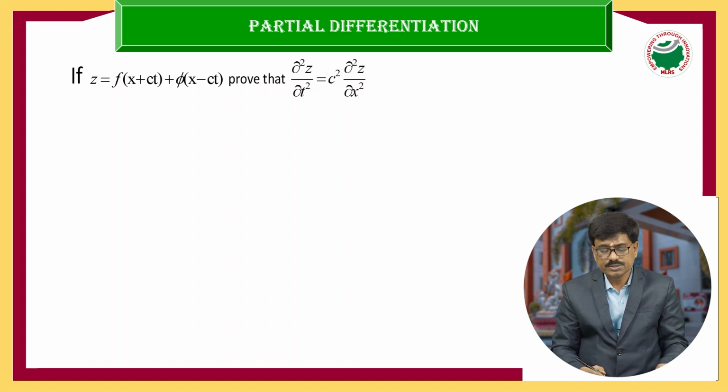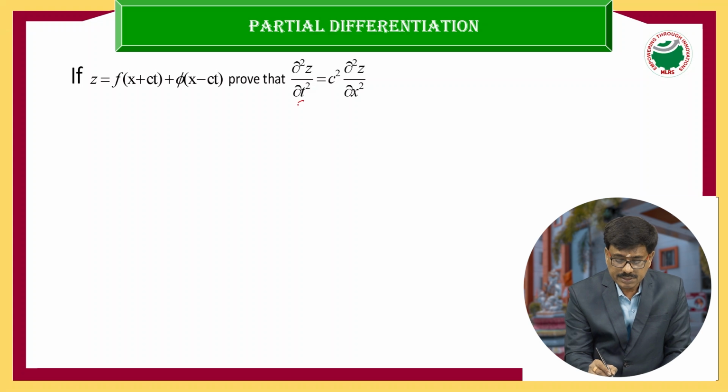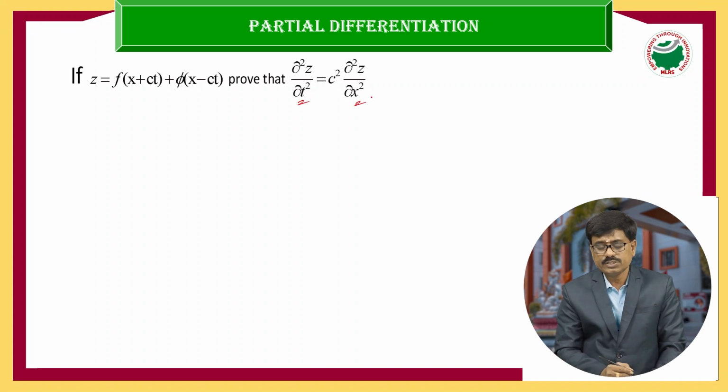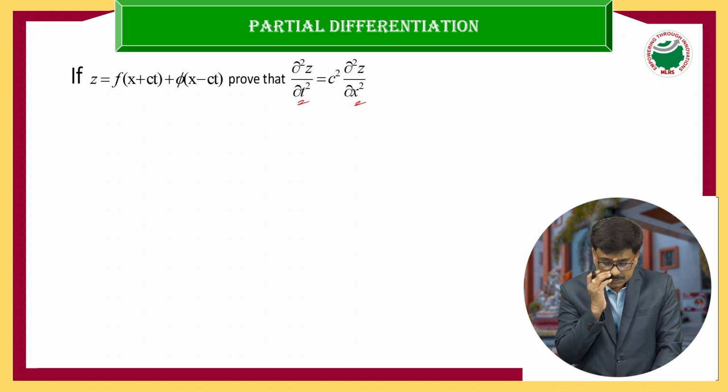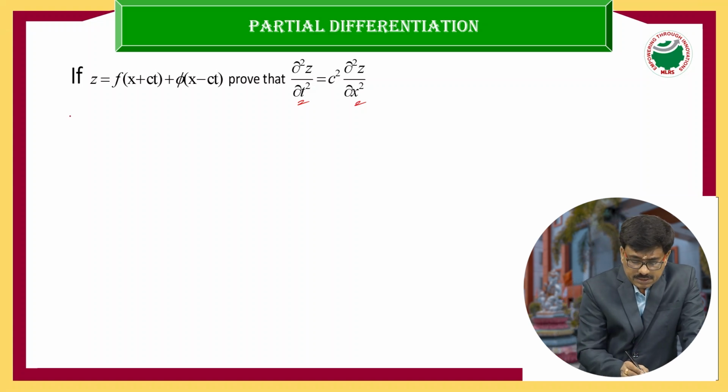There is a function, also a function of function, which is f of x plus ct plus phi of x minus ct. There is a proof that the second order partial derivatives with respect to t, again with respect to x, we need to verify. I think this is a solution of the one dimensional wave equation. Z equal to f of x plus ct plus phi of x minus ct is the solution of the equation. Let's go with this function now.